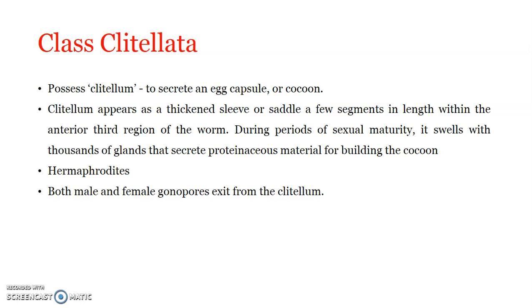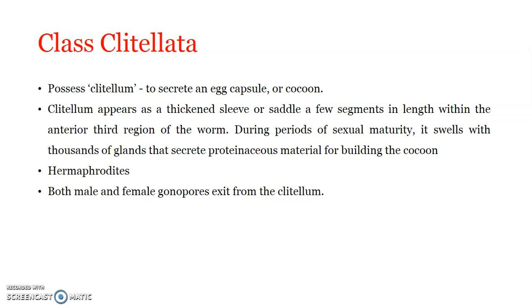During the periods of sexual maturity, this part, the clitellum, swells up with thousands of glands that secrete proteinaceous material for building the cocoon. So the clitellum is actually a few segments put together that form a thickened saddle part. Clitellata, all of them are hermaphrodites, that is, male and female reproductive structures are present in the same organism, and both male and female gonopores exit from the clitellum, because as we have already mentioned, the clitellum is the part where the reproductive structures are present.